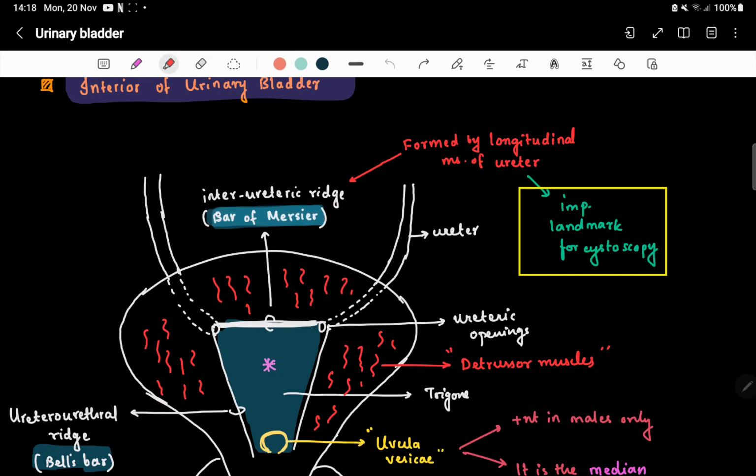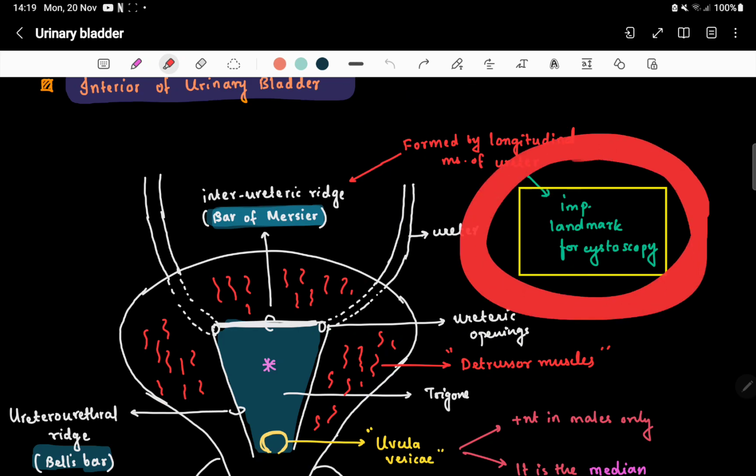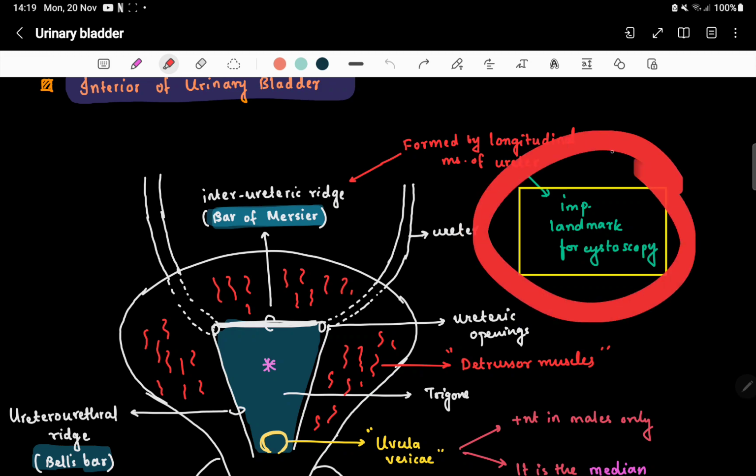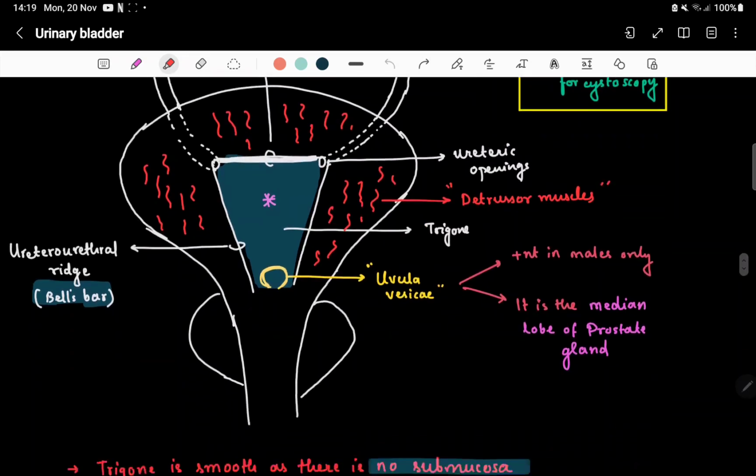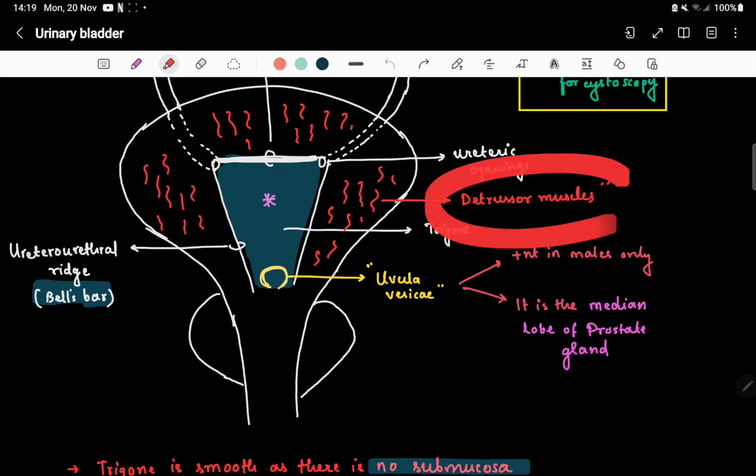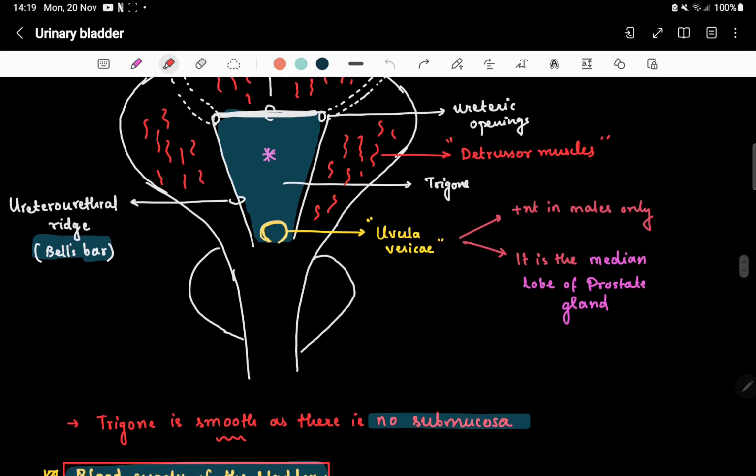So special names here. This bar of Mercier is formed by longitudinal muscles of the ureter, okay. And it is an important landmark for a cystoscopy, okay. And then here detrusor muscles are present in your urinary bladder, okay. And the contraction of this muscle will propel the urine out, okay.